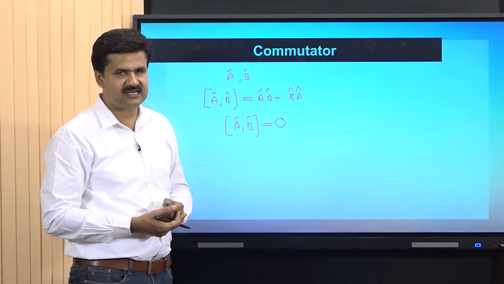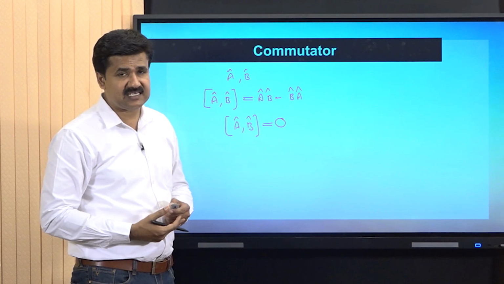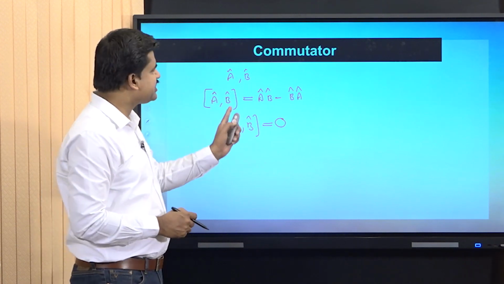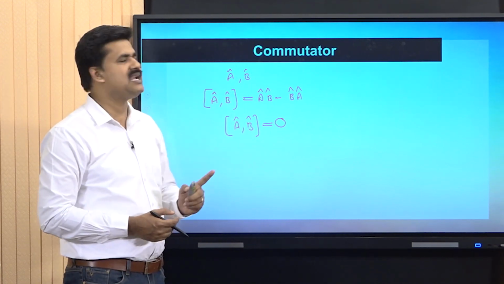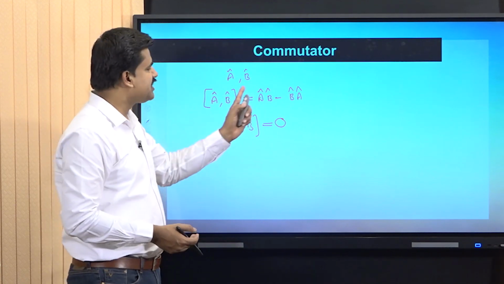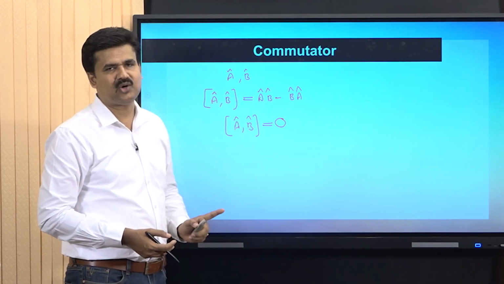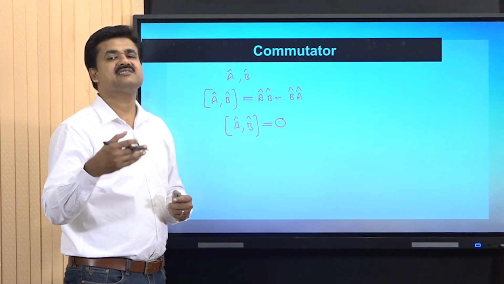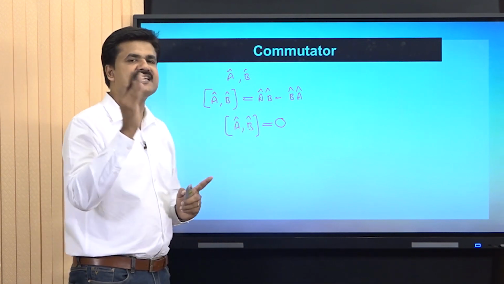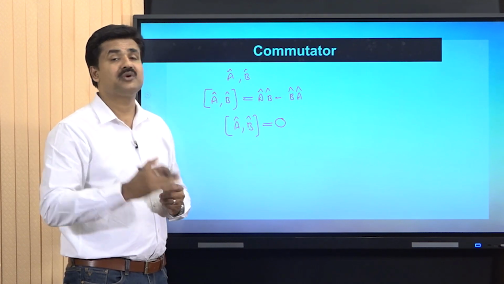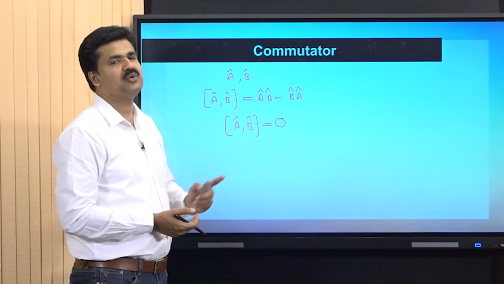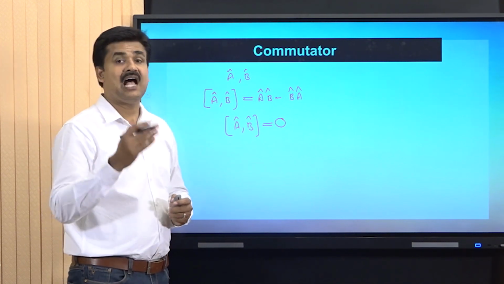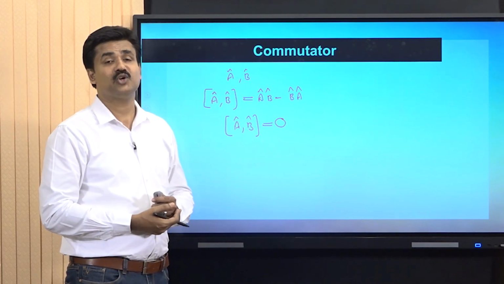So what is a commutator? A commutator is a combined operator represented as a square bracket inside which are A hat and B hat. That is, commutator equals A hat B hat minus B hat A hat. If the result of this combined operator is equal to 0, we can say that the commutator is equal to 0. If the commutator is 0, the operators will commute with each other. If the commutator is a non-zero quantity, the operators will not commute with each other. That is about the commutator operator. We can take some examples to find out the commutator and to assess the commuting property of the concerned operators.